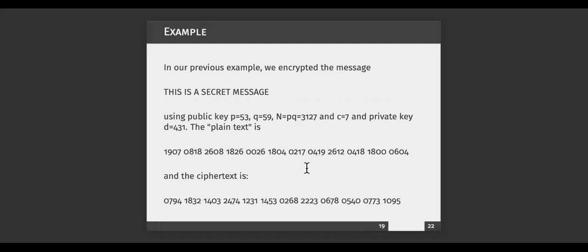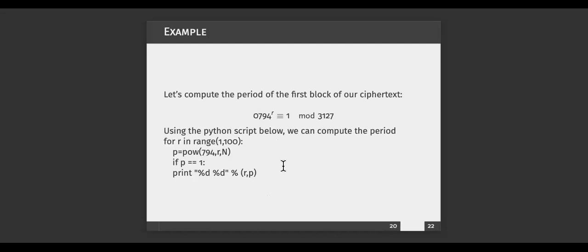So for example, we encrypted the message using the following numbers. The plain text is this one here, and the ciphertext is this one. We want to use period finding to get from here to here, from the ciphertext to the actual message. To do that, you compute the period. Here we want to get the value of R that will make this into 1.